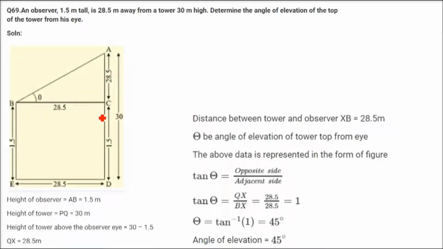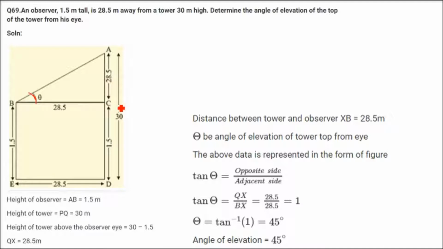An observer 1.5 meter tall. So there is an observer who is 1.5 meter tall. He is 28.5 meter away from a tower 30 meter in height. So this is 30 meter height, and he is at 28.5 meter distance from this. So this is also 28.5. We have to determine the angle of elevation of the top of the tower from his eye.